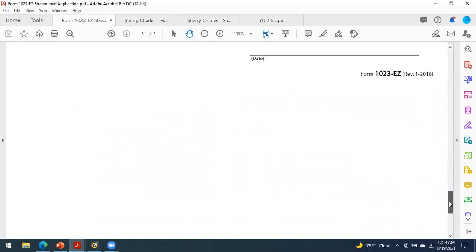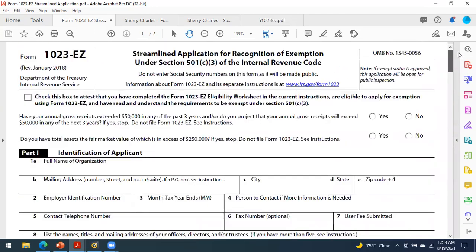Okay, so short and sweet, right? 3 pages, just 3 little pages for the Form 1023 EZ. Okay, very appealing, right? 3 pages, $275. You don't have to attach documents. You just have to attest that you have completed the documents and you are on your way. So let me pause the screen, and I'm going to go to the other document, the Form 1023.